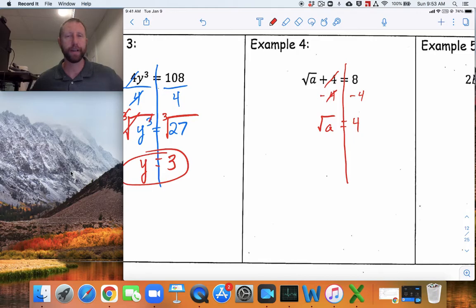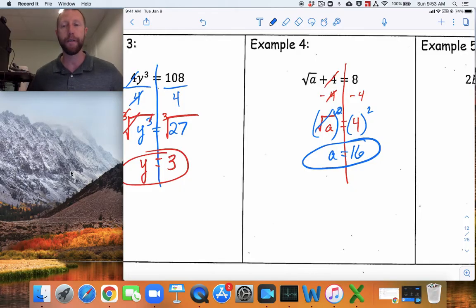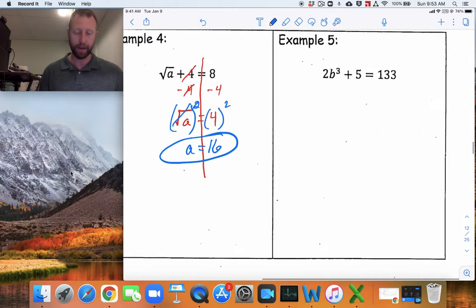And some of you are thinking, oh yeah, square root of 4 is 2, so the answer must be 2. But remember, we have to work backwards here. It's taking the square root of a. Well, the opposite of taking the square root is to square the whole thing. So I've got to square both sides. When I square both sides, I get a equals 16, because 4 times itself, 4 squared, is 16.